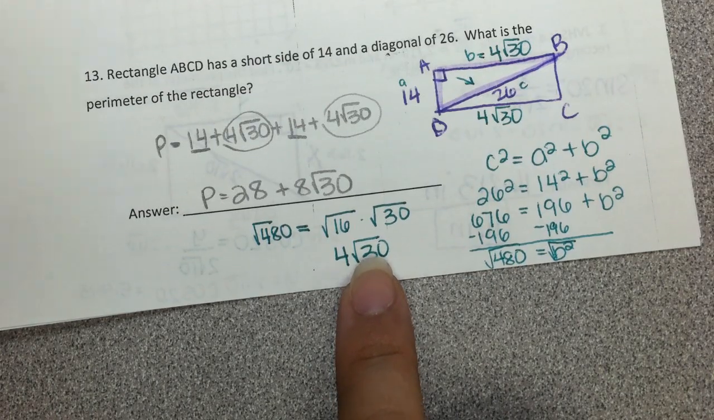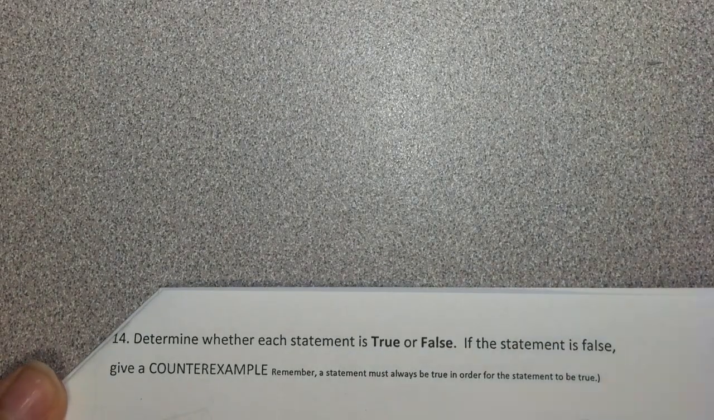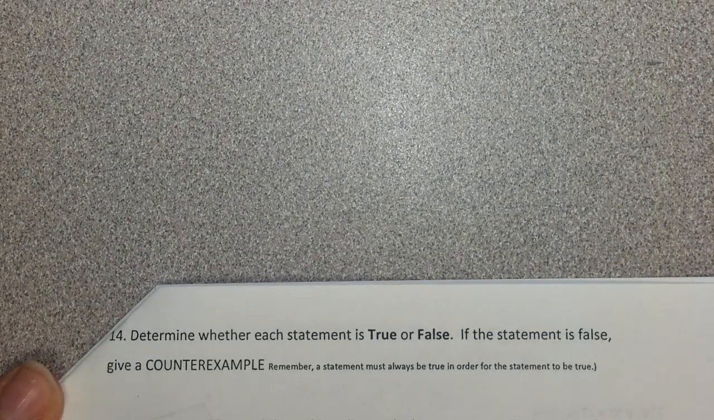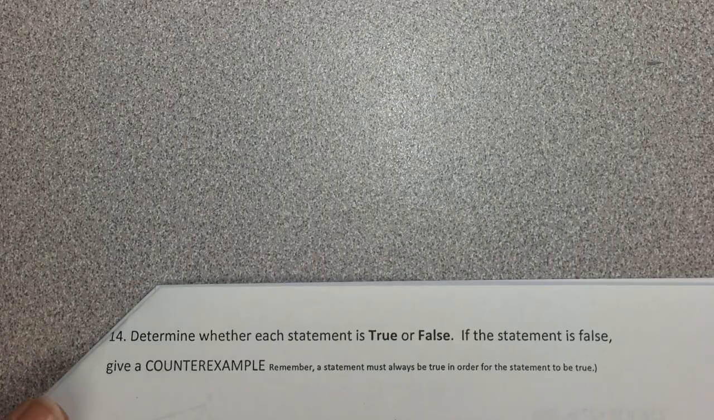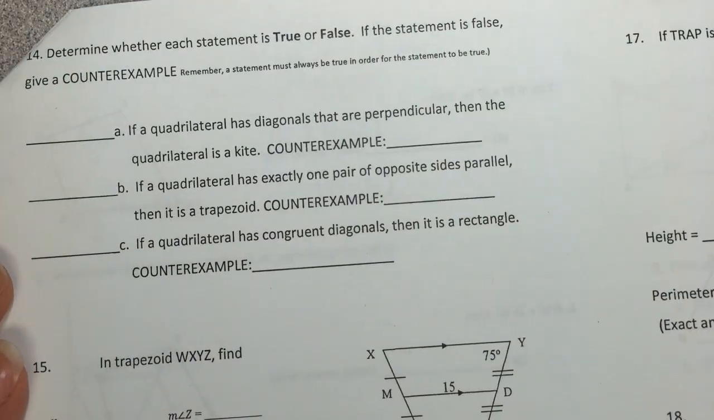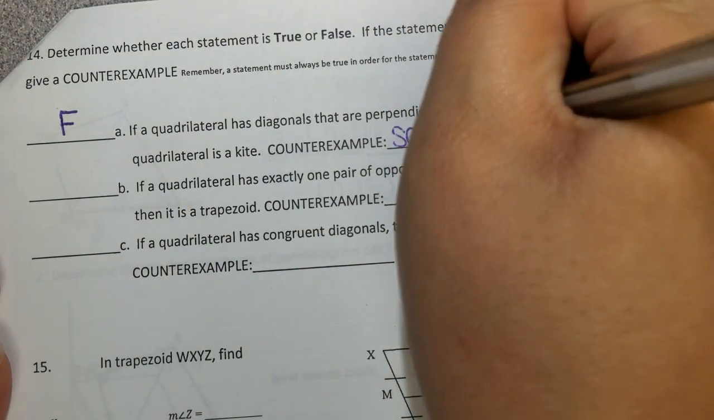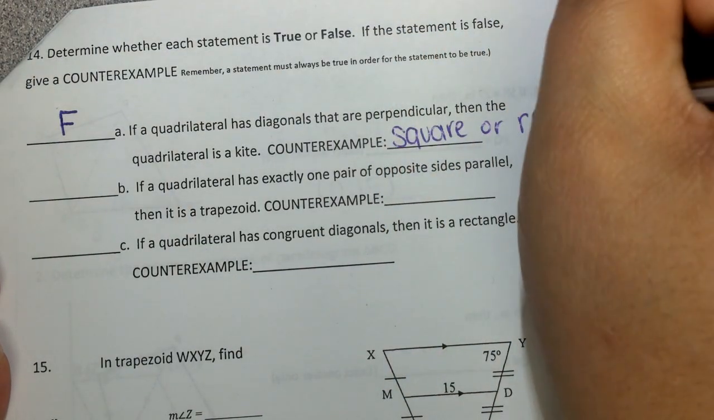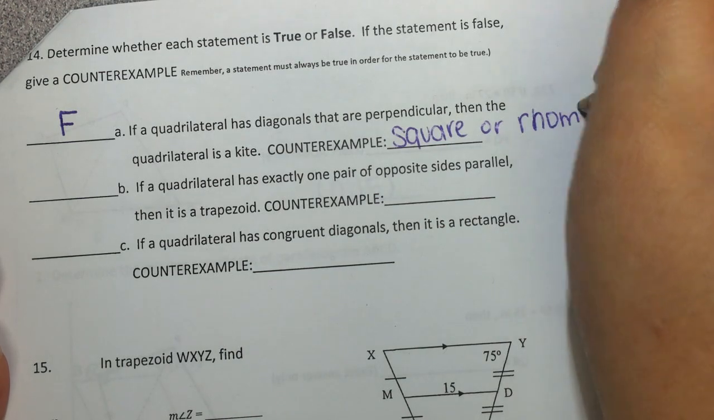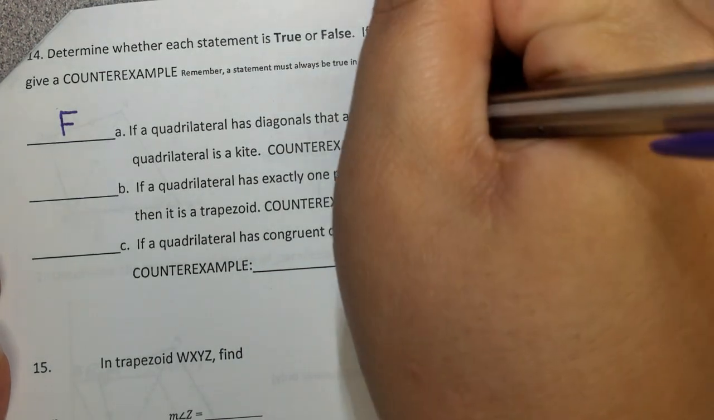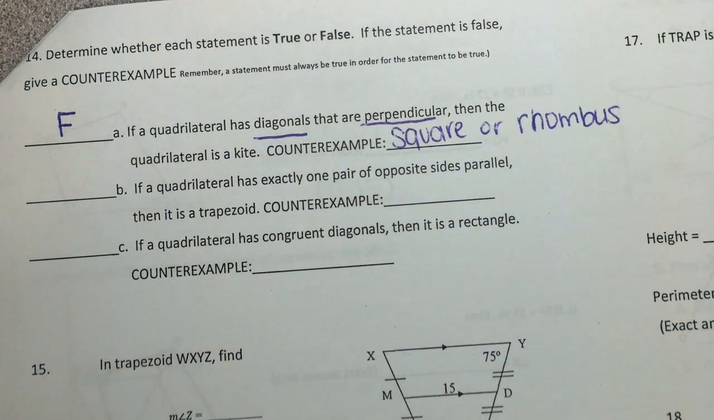Alright, turn your paper over, please. If a quadrilateral has diagonals that are perpendicular, then it is a kite. True or false? False. What else could it be? It could be a square or rhombus. Perpendicular diagonals, 90-degree diagonals, is a square, rhombus, or kite.